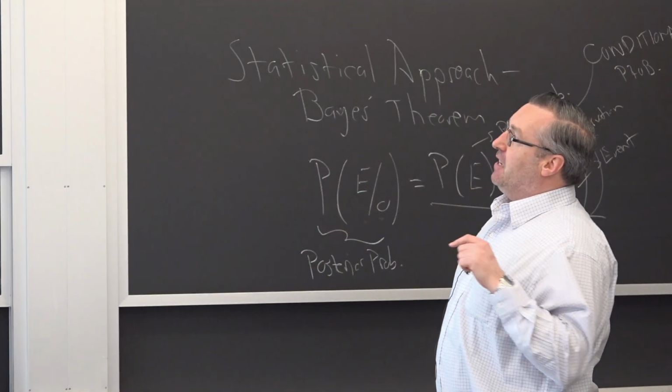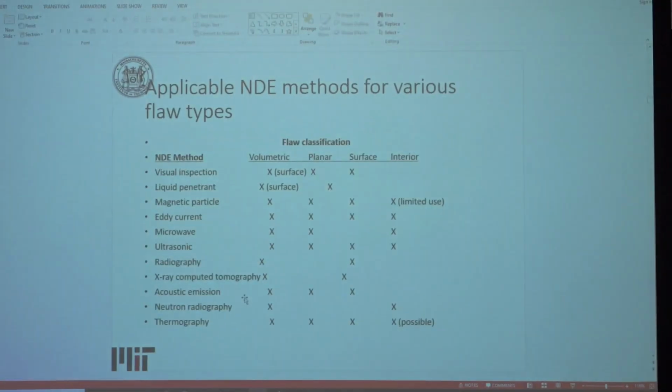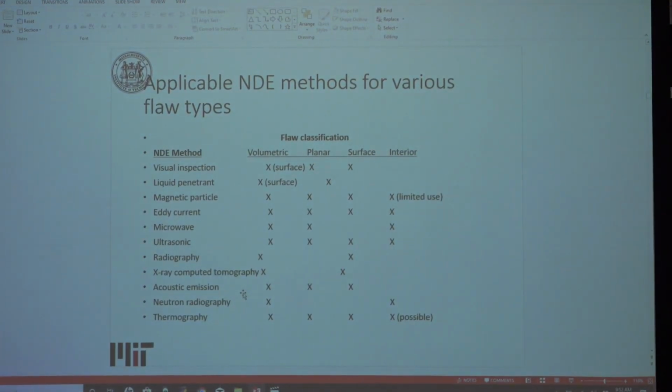All right, so for NDE methods for various flaw types, this is a bit of an older table here, but it's not necessarily the classifications. You can argue on the classifications on whether techniques can be used on surface or not. In some cases, even though it's possible, it's just not used because the sensitivity is not there. This is where we tie in reliability versus sensitivity. But you have many methods to choose when you're thinking about long-term maintenance of critical infrastructure.